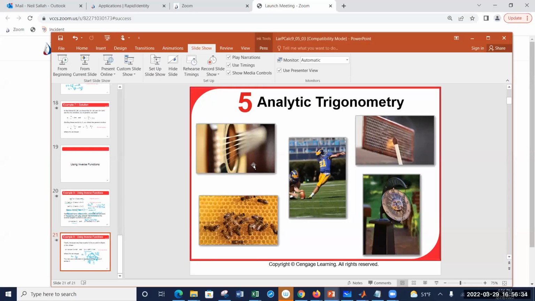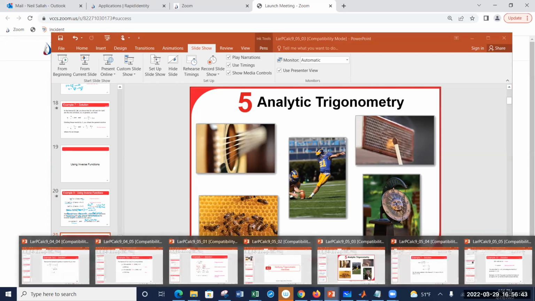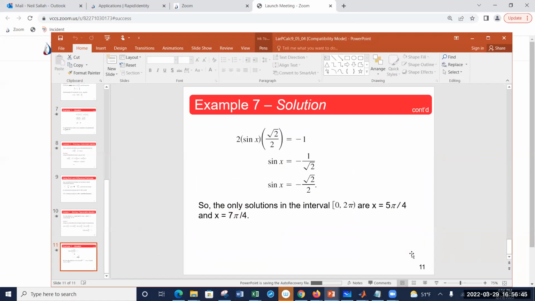So what section is that? That's section 3. Let's see, section 4.